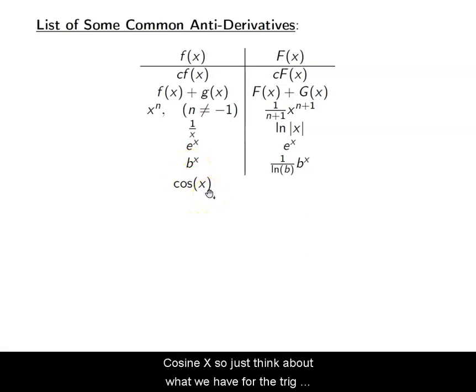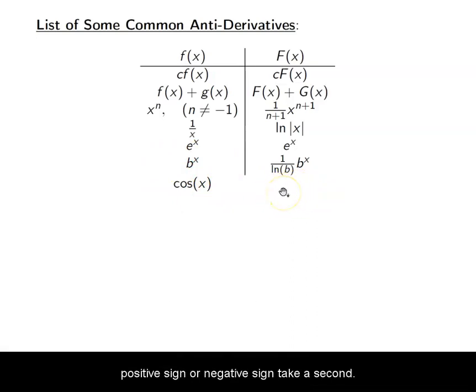Cosine x, so just think about what we have for the trig functions. So what do I need to differentiate in order to end up with cosine? Well, we know that it goes cosine, sine, cosine, sine, cosine, sine. Well, what about the sines, right? So what would I need to differentiate so that I end up with a positive cosine? I know it'll be a sine function, but is it a positive sine or a negative sine? Take a second to think about that.